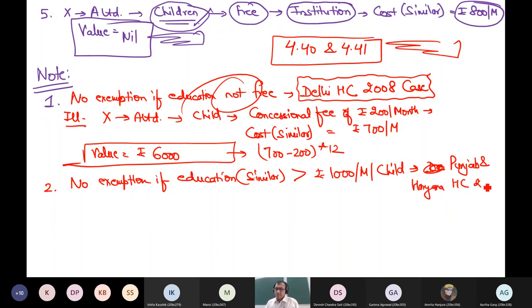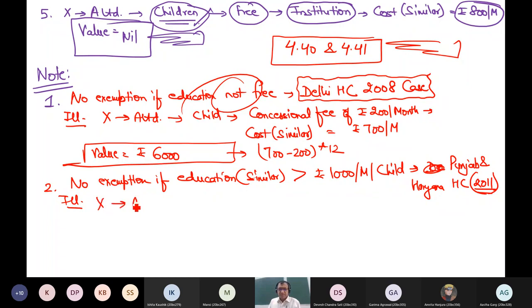High Court ruling of 2011. On this basis, we have derived an illustration on this point. If cost of education exceeds 1,000 per month per child in a similar institution, no exemption. Let me give you an illustration, then I will see whether you can attempt it or not.